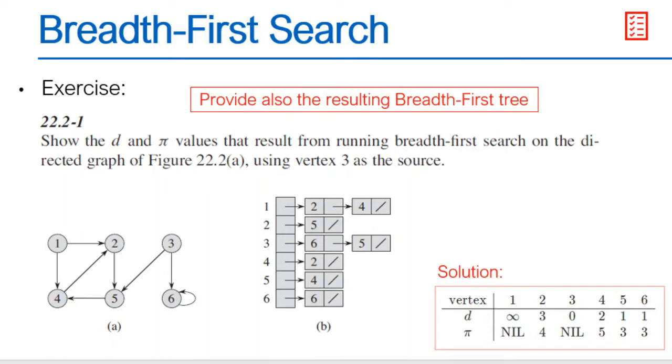So here's the solution. An interesting thing is that not just the vertex, the root, the source has predecessor nil, but also the vertex 1. Well done if you have done it.